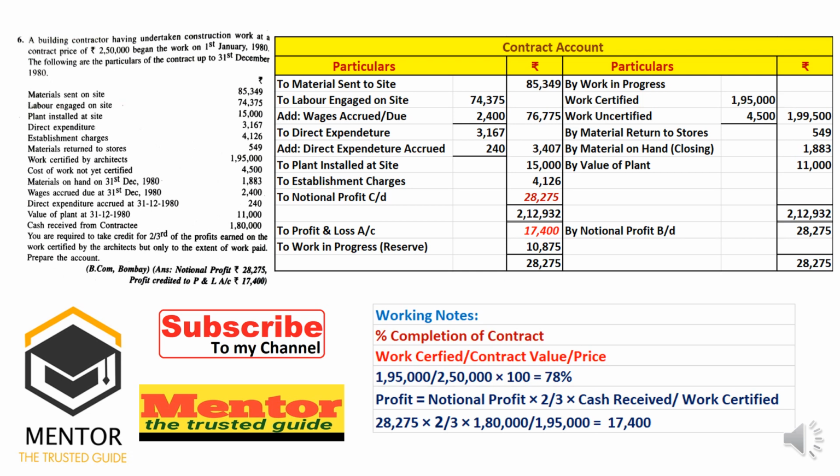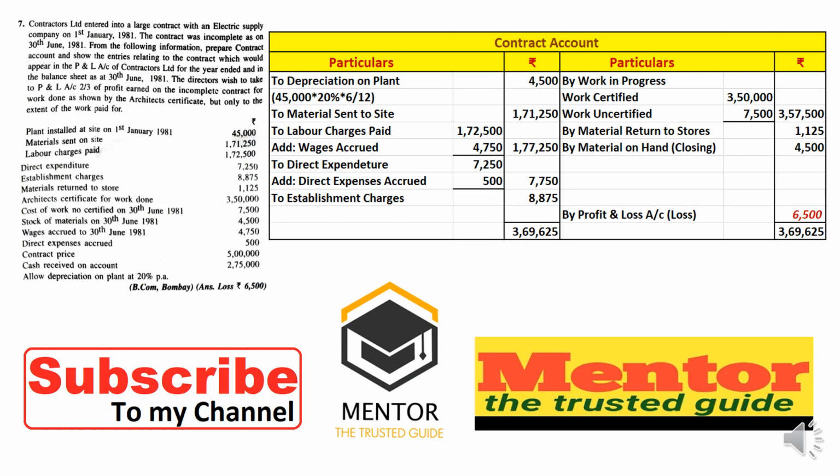So next the second formula is applied, that is notional profit into 2 by 3 into CR by WC. When we applied that formula we got the answer 17,400. That is notional profit 28,275 into 2 by 3 into cash received 1,80,000, given in the question, divided by 1,95,000, the work certified. You get 17,400. Then the balancing figure, that is 10,875, will be transferred to work in progress reserve. This is the way we need to close the account of contract. This is also a very simple question. So we'll take up the next question.